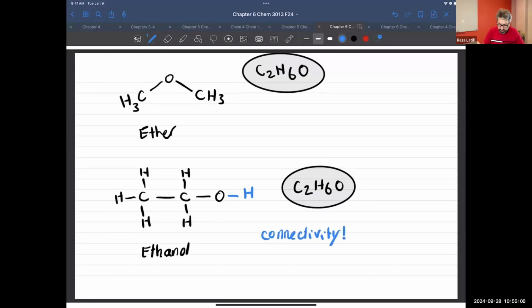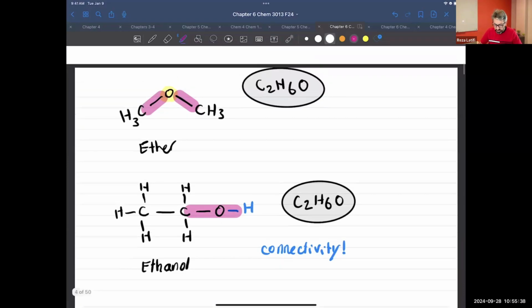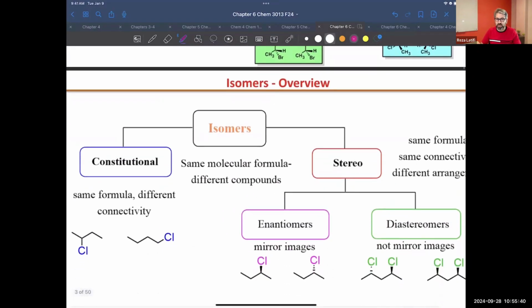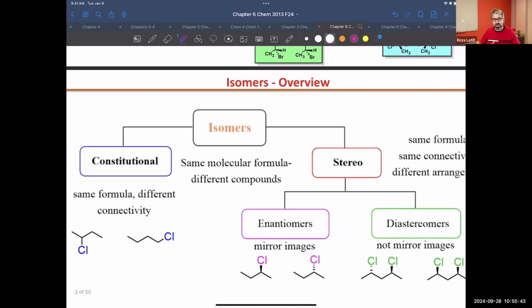What do I mean by the connectivity? For example, follow oxygen. Oxygen used to be between two carbons. Now oxygen is here, between hydrogen and one carbon. So clearly we changed the connectivity, at least about oxygen. If you change the connectivity, if you break bonds and form new bonds and you get a new molecule, we say you got a constitutional isomer. So constitutional isomers are isomers that have different connectivity, but the formula is still the same.